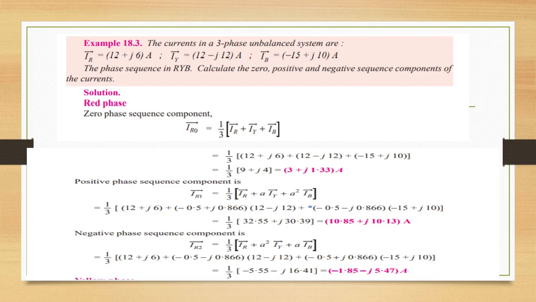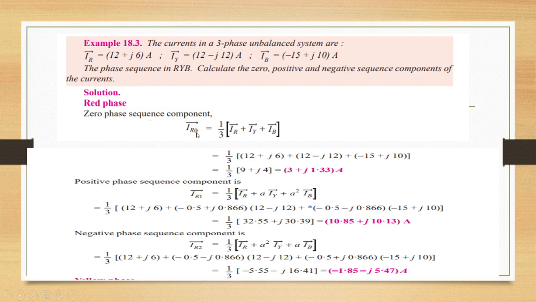So here you can see the difference between the previous problem and this problem is that there we were given the values in polar, now we are given the values in rectangular. So our calculation has become a little bit easier now, because we have to do now the addition. No need of conversion here. Direct values we are writing here.